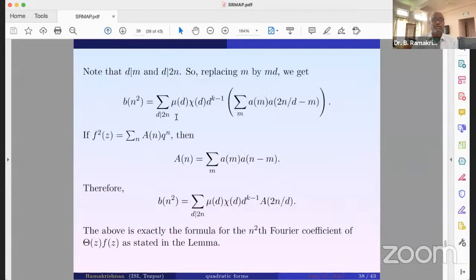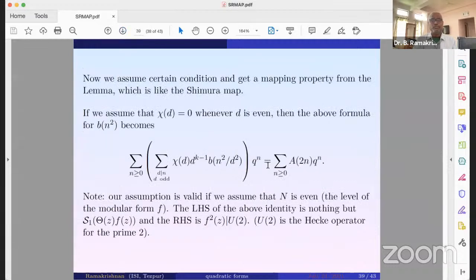So I can just again use the Mobius inversion. This whole thing will go to the left hand side, and on the right hand side we have the series of a of 2n q power n as a Fourier series. Therefore, this is again like a correspondence. And so if your assumptions are valid when capital N is even, so wherever Hurwitz's method is used, this is exactly the case. So the level of the modular form f is even, then chi of d is 0. So therefore the left hand side is nothing but the first Shimura image of f theta z, and the right hand side is nothing but f square.